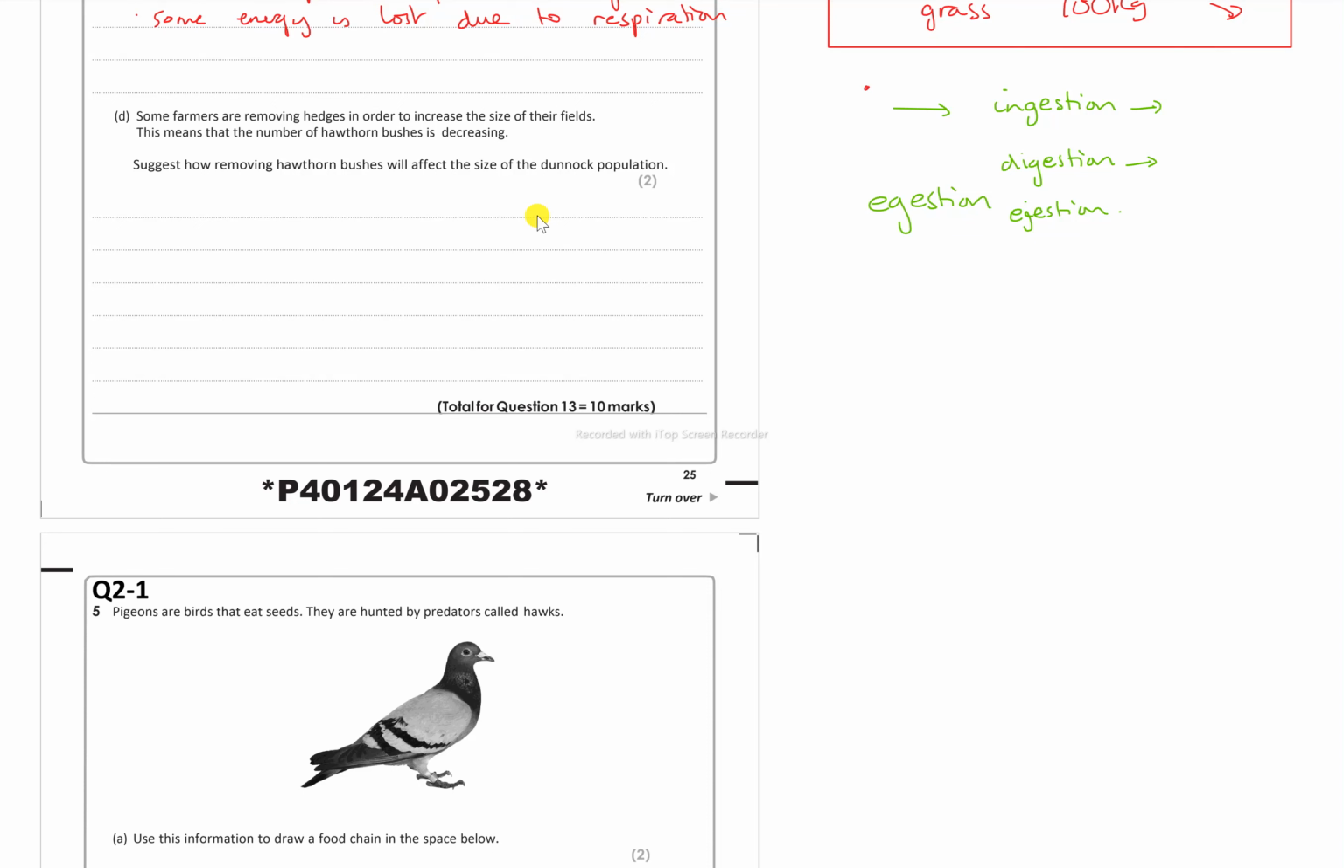Okay, some farmers are removing hedges in order to increase the size of their fields. This means that the number of hawthorn bushes will decrease. Suggest how removing hawthorn bushes, so having less of them, will affect the size of the little bird population. So first of all, how will it affect the size of the bird population? Let's answer that. First sentence should be, it will decrease the numbers.